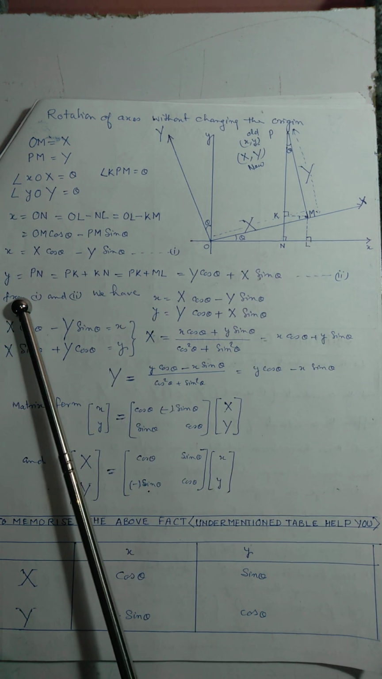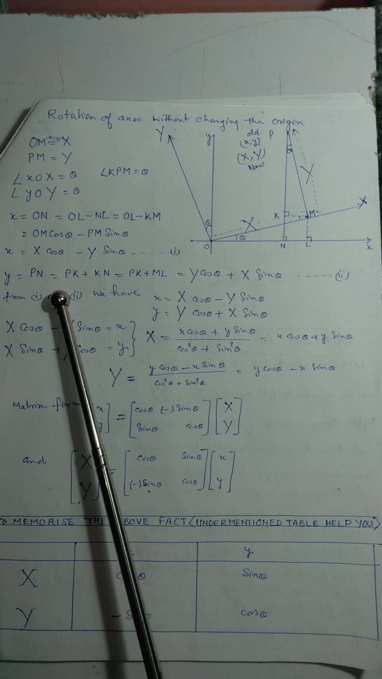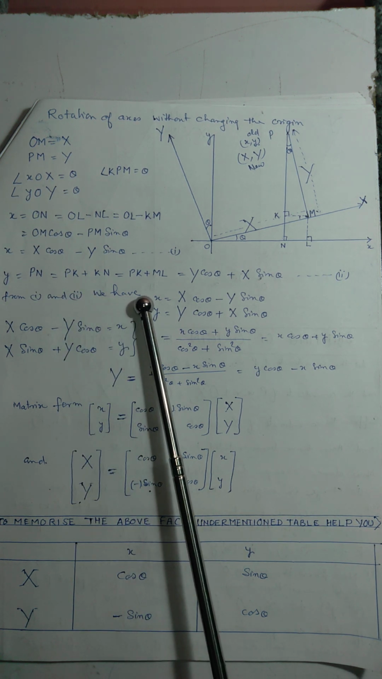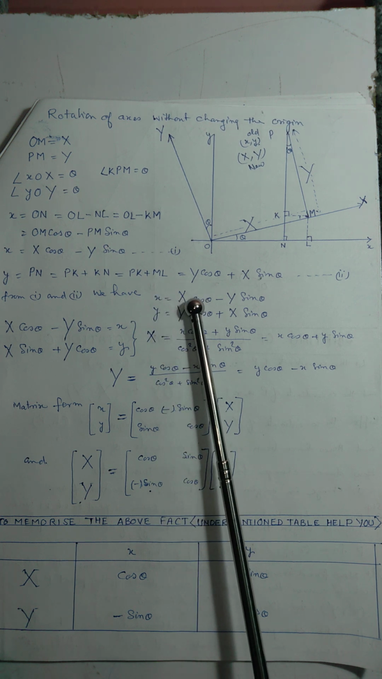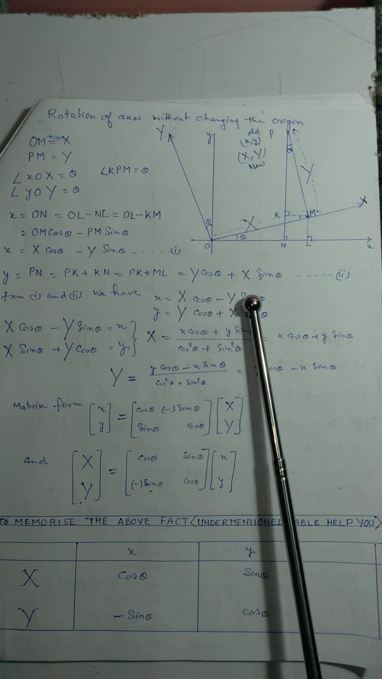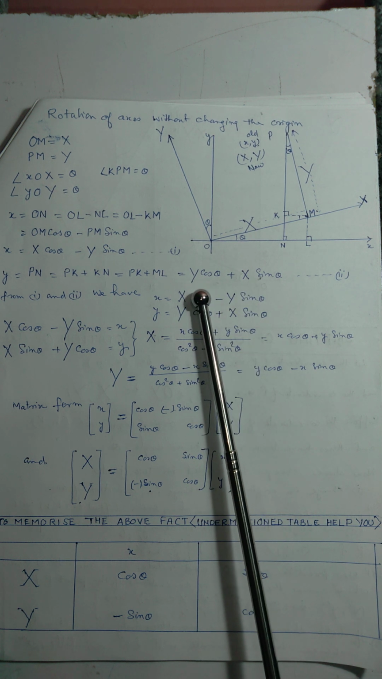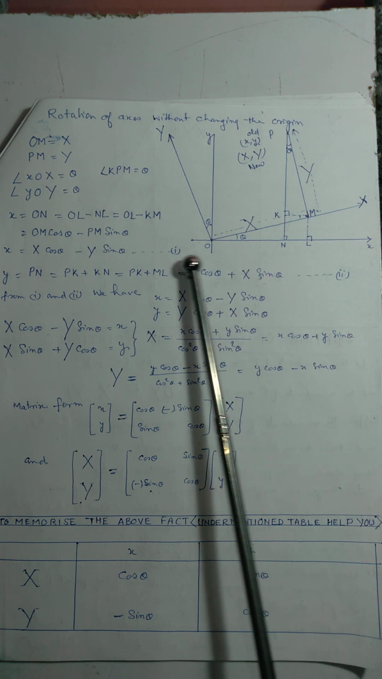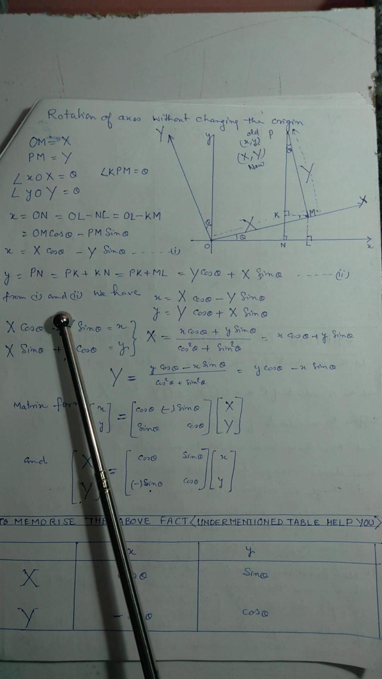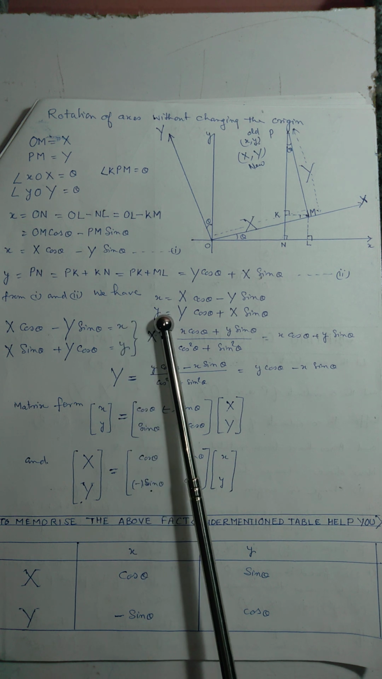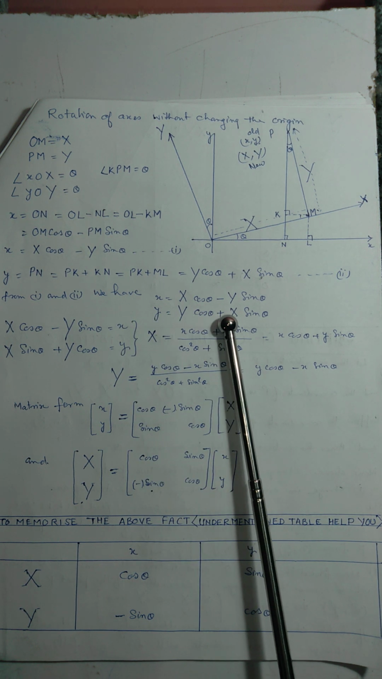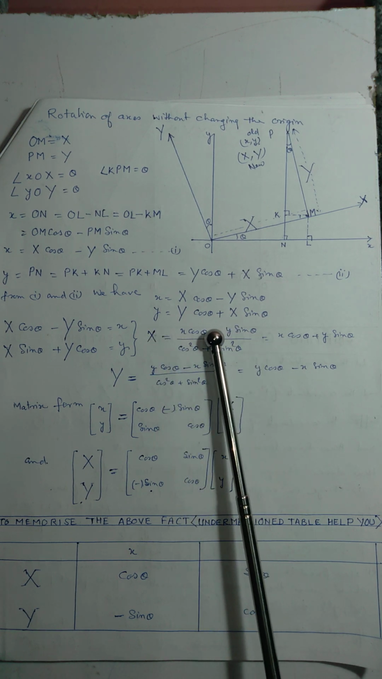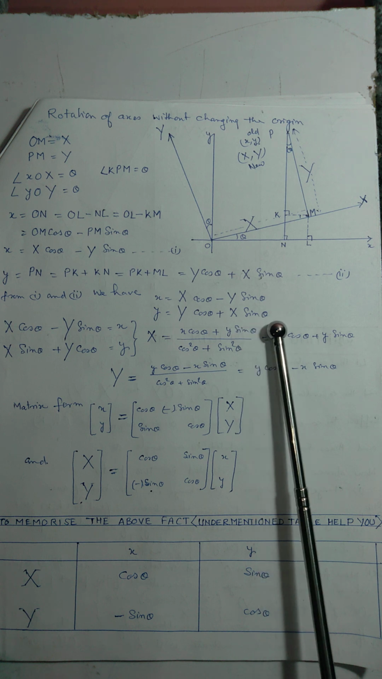So small y, that is PN, is equal to PK plus KN, equal to PK plus ML, that is equal to capital Y cos theta plus capital X sin theta. This will be the second equation, and the earlier will be the first equation. From the first and second we have: small x is equal to capital X cos theta minus capital Y sin theta, and small y is equal to capital Y cos theta plus capital X sin theta.